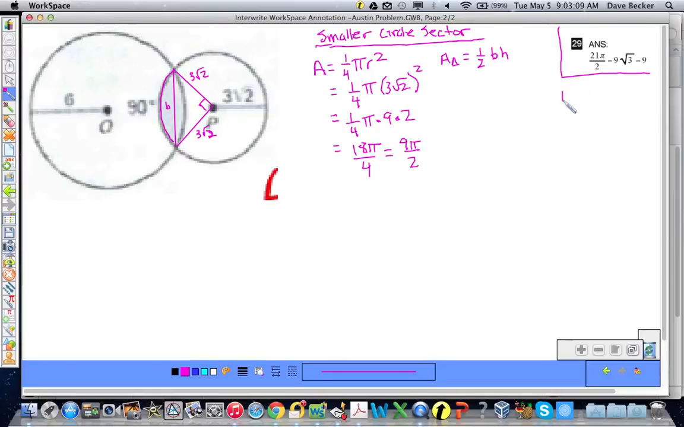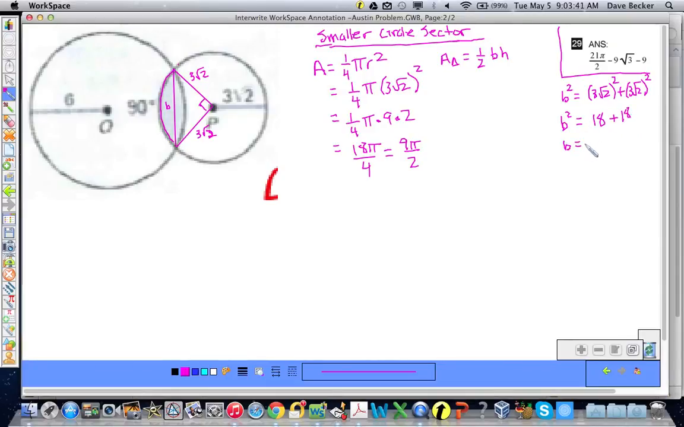I know that B squared equals, by the Pythagorean theorem, 3 root 2 squared plus 3 root 2 squared. So B squared is going to be equal to 9 times 2, so that's going to be 18, because 3 squared is 9, root 2 squared is 2, 9 times 2 is 18, plus 18, yes?